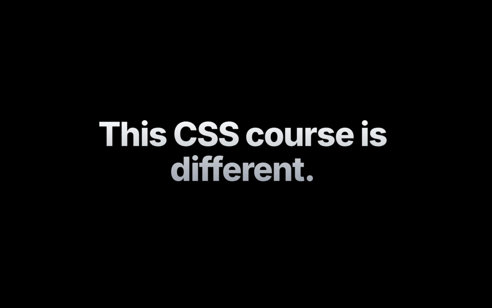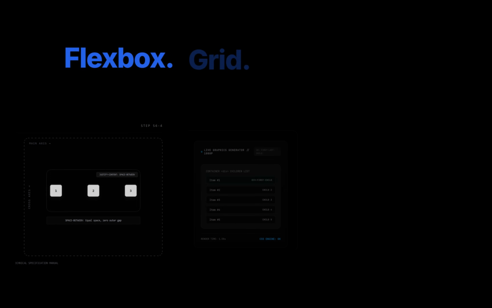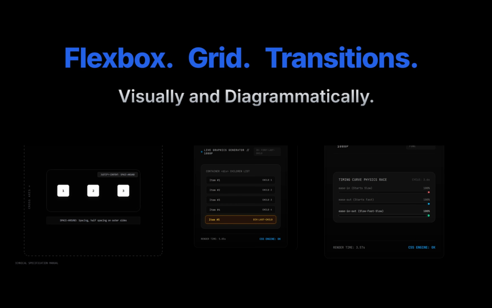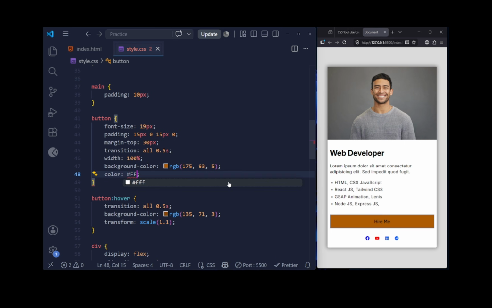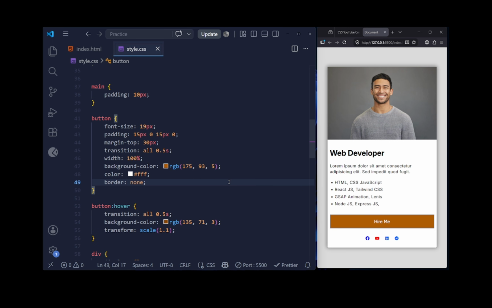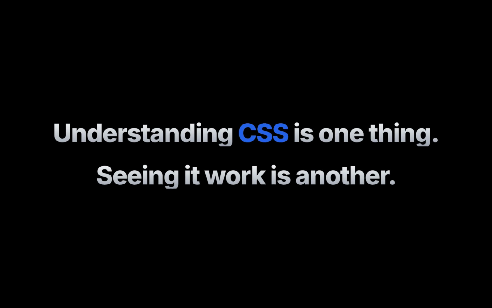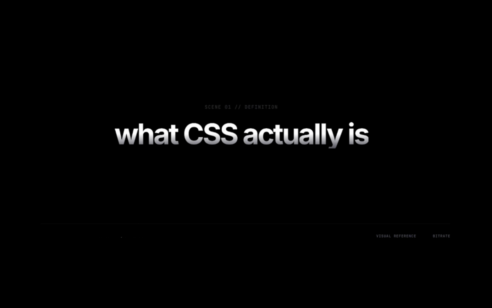This CSS course is different from anything else on YouTube. Every complex topic, Flexbox, grid, transitions, is taught visually and diagrammatically, not through theory alone. And every concept gets implemented directly inside a real project, the DevCard, within 3 to 4 minutes of introducing it, because understanding CSS is one thing, seeing it work in front of you is another. Let's build it. Let's begin by understanding what CSS actually is.